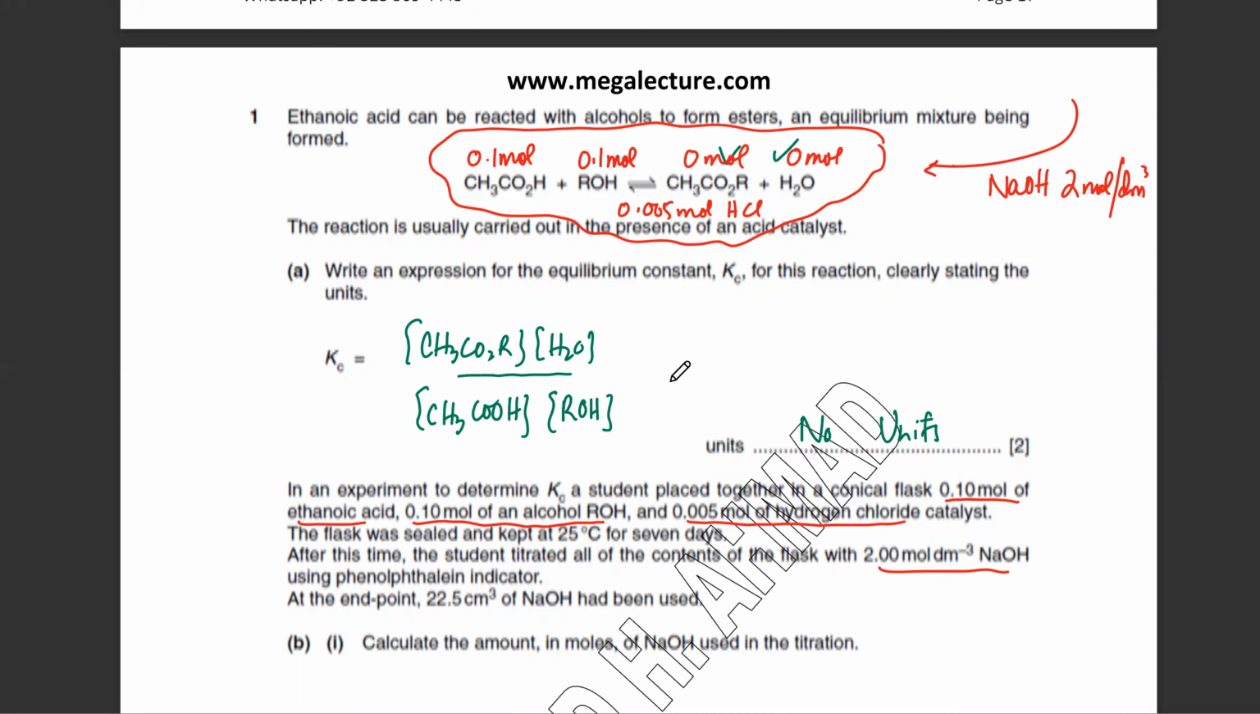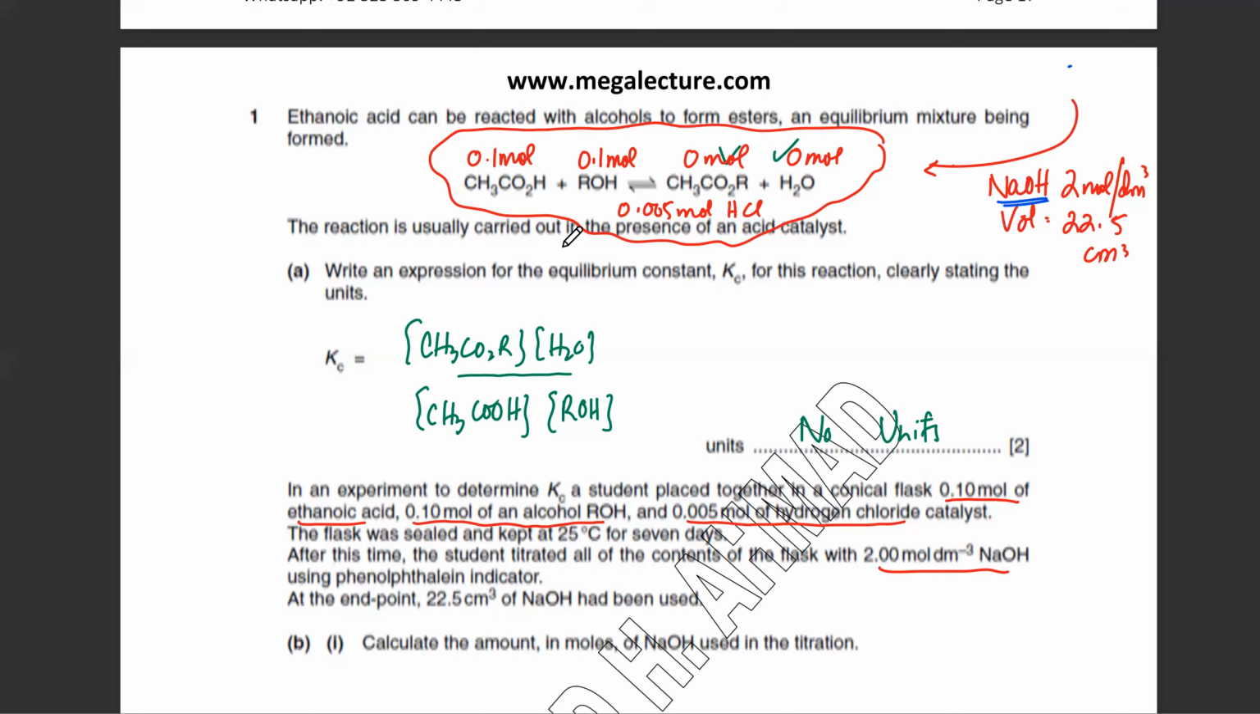And the amount of NaOH that goes into this titration is 22.5 cm cube. So the volume is given. The volume of NaOH that reacts with this mixture is 22.5 cm cube. Now listen to this very carefully. The first part is, what is this NaOH reacting with?